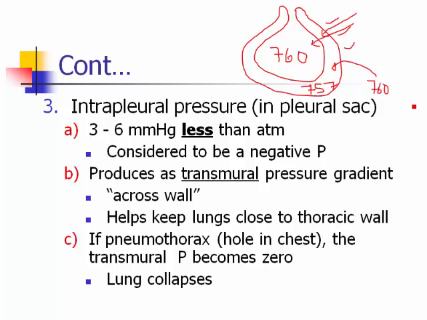Okay, so this is called the intrapleural pressure. So we had 3 pressures: the atmospheric pressure, the intrapulmonary pressure, and the intrapleural pressure. And this is what keeps the lungs attached to the side of the wall every time you inhale and exhale. Okay, let's see what's next.